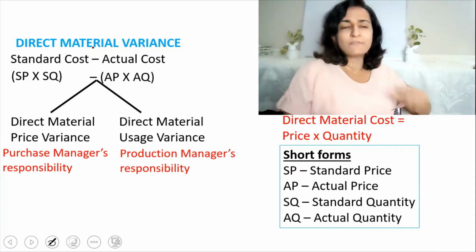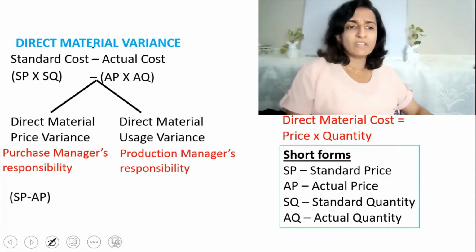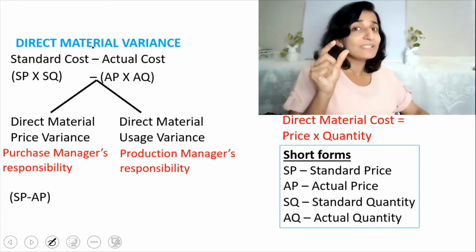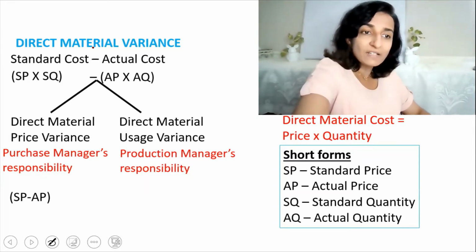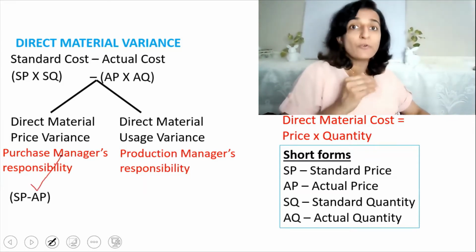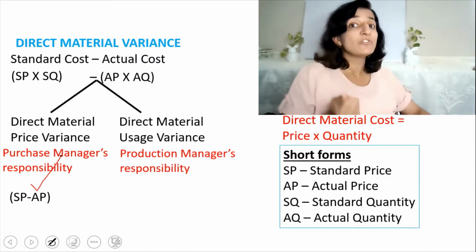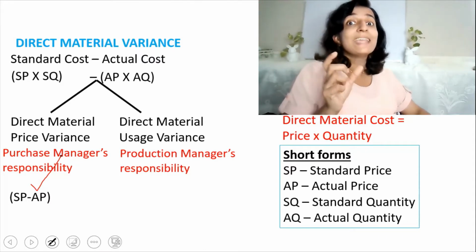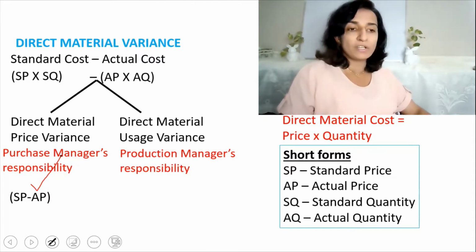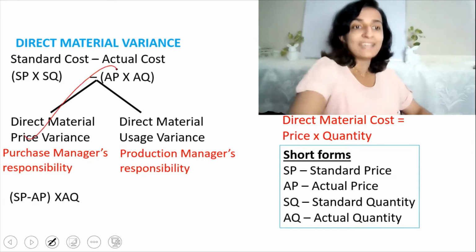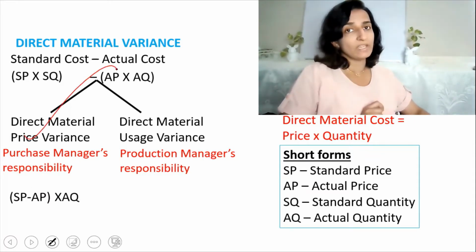Now, what is the formula for direct material price variance? We are trying to find out the difference between the standard price and the actual price. So standard price minus the actual price, for how many units? For the entire quantity of raw materials that we have purchased, which is AQ, the actual quantity. So we multiply that with the actual quantity to get the direct material price variance.